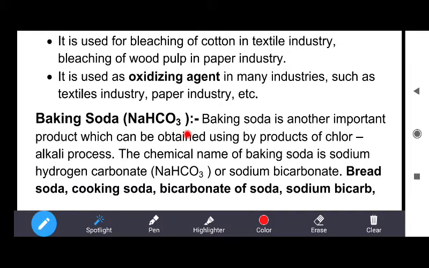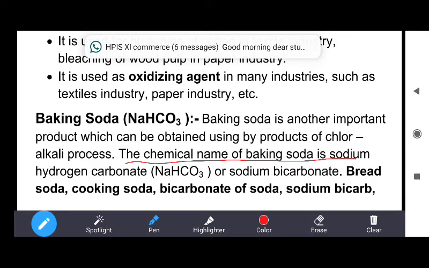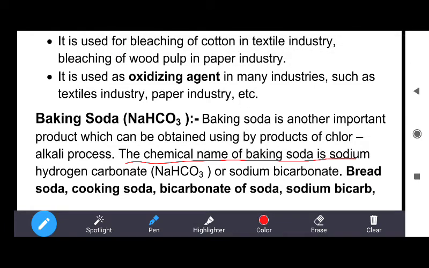The third compound is baking soda, which is also known as sodium hydrogen carbonate or sodium bicarbonate. This is the chemical name, NaHCO3. Baking soda is another important product which can be obtained by using byproducts of the chloralkali process. We know that chlorine gas and hydrogen gas are obtained as byproducts in the chloralkali process. The chemical name of baking soda is sodium hydrogen carbonate or sodium bicarbonate.